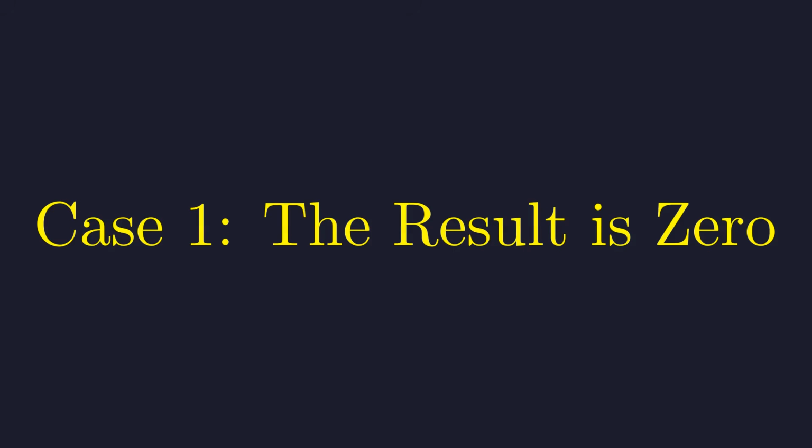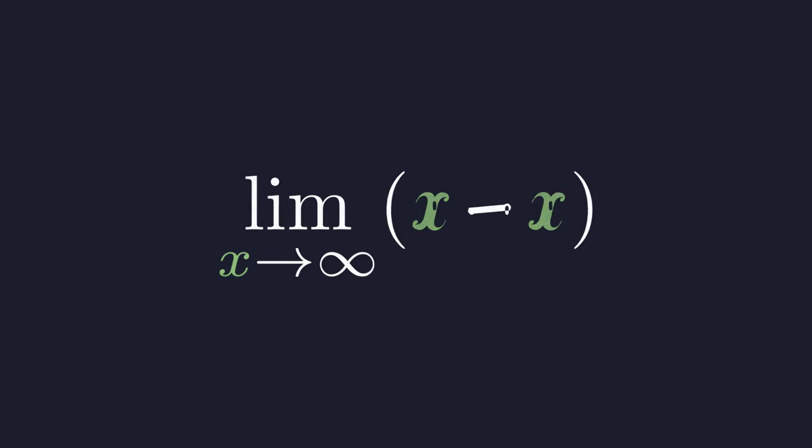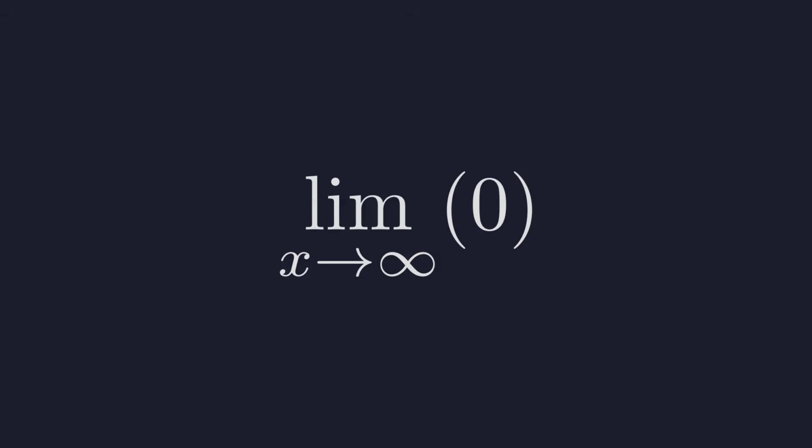Let's construct a scenario where the answer is, in fact, 0. Consider the limit as x approaches infinity of the quantity x minus x. As x gets larger and larger, the first x goes to infinity, and the second x also goes to infinity. This gives us our infinity minus infinity form. However, before we take the limit, we can simplify inside the parentheses. x minus x is simply 0. The limit of a constant is just that constant. So, in this case, the answer is 0.